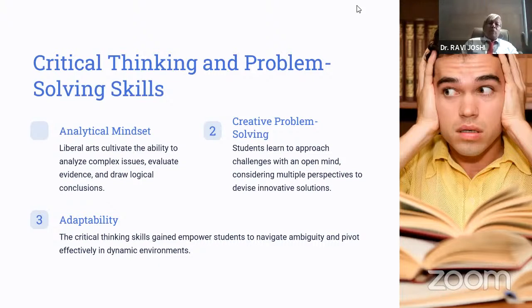And obviously, I'm again repeating in bold letters and underline, liberal arts graduates are required in different businesses and industries. And that's why adaptability and critical thinking skills empower students to navigate ambiguity and pivot effectively in a dynamic environment. That's why we need to develop the skill of adapting to the situation among the students. So, critical thinking and problem solving skills: as I have given a few examples, many examples can be given, but because of the time constraint, I'm just sharing with you some examples of what type of skills are required even in liberal arts education.